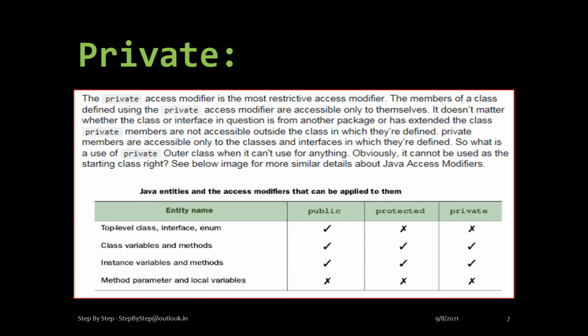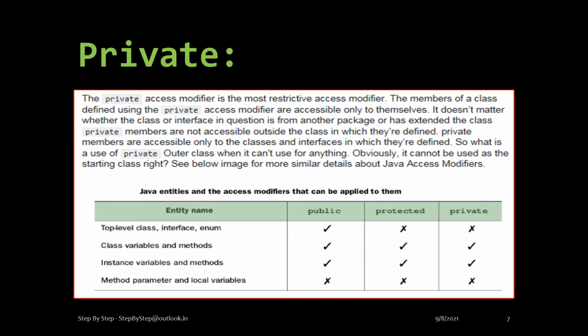or interface. So what is the use of a private outer class when it can't be used by anything? Obviously it cannot be used as the starting class, right? See the below image for more details on the similar access modifiers. Okay, so let's understand the entity names and all the access modifiers along with private.